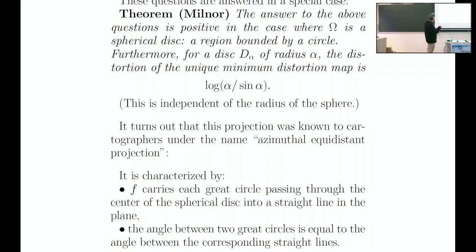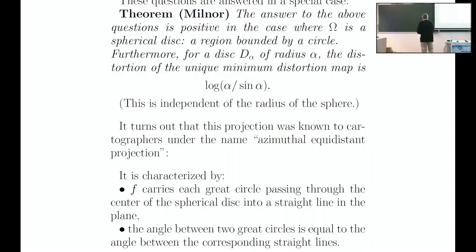here I said is positive. In fact, it's not positive. The answer, I didn't copy correctly. The answer is unknown. The answer is positive. Is unknown except in this case. So the answer is positive in the case where omega is a spherical disk.